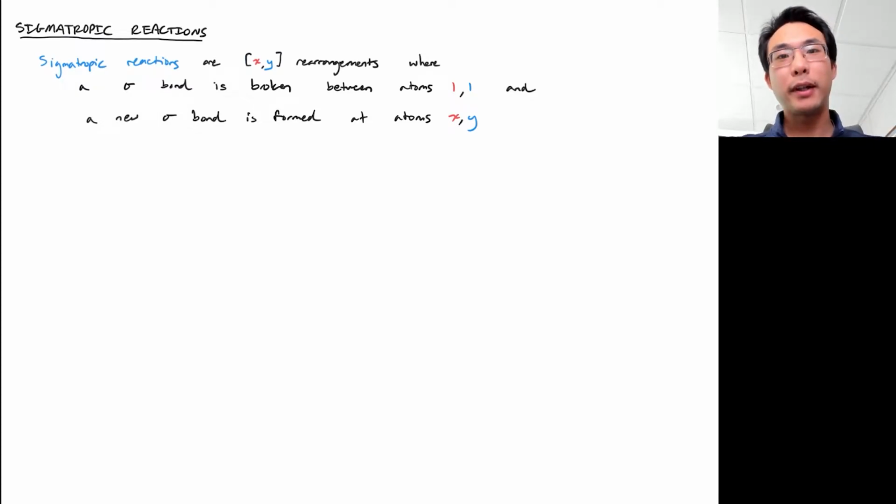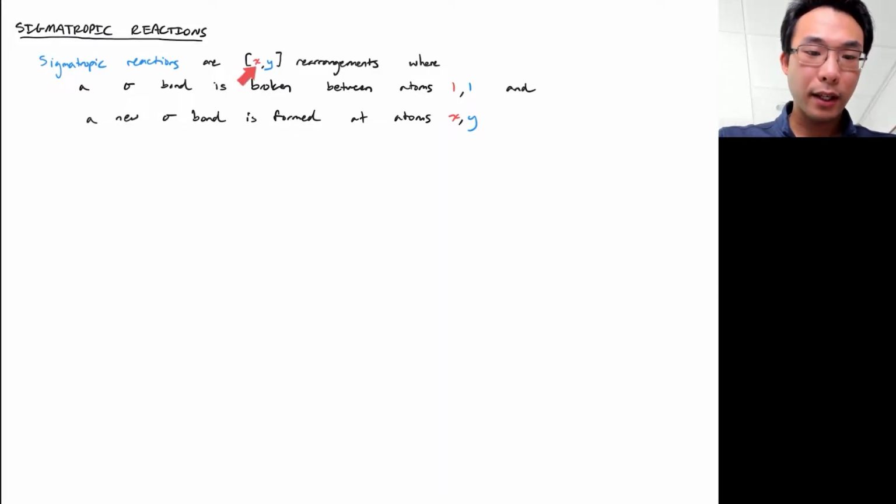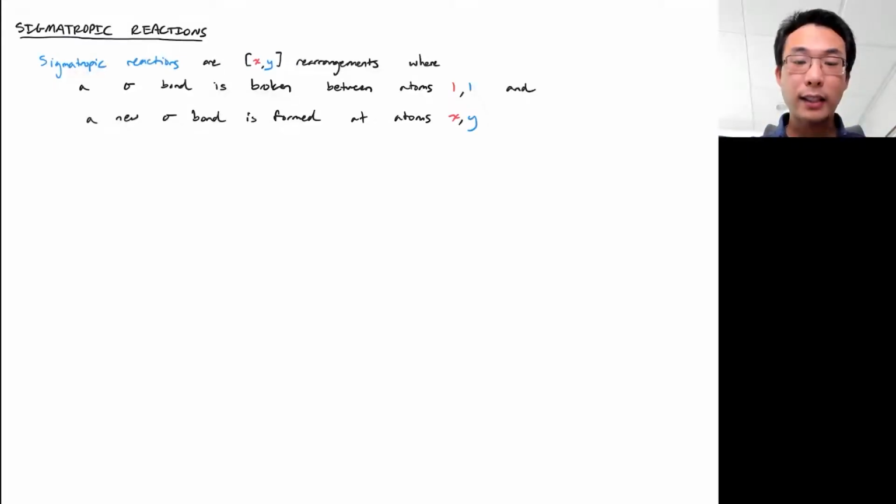In this video, we will learn about sigmatropic reactions, which are reactions in which a single sigma bond is broken and a new sigma bond is made. The way that we categorize sigmatropic reactions is by giving them a label of being x,y, in which the x and y refer to an indexing of where the new bond is relative to the original bond that was broken. What's going on is that the bond that's broken in the reactant is between atoms that are numbered 1 and 1, and then the new bond that's made is going to be between atoms x and y. This probably doesn't make very much sense, so let's look at a few examples.